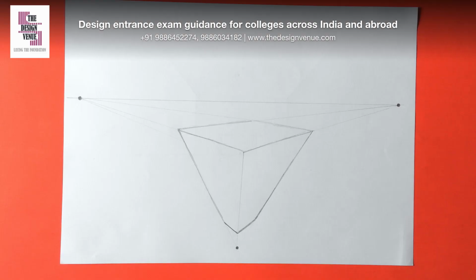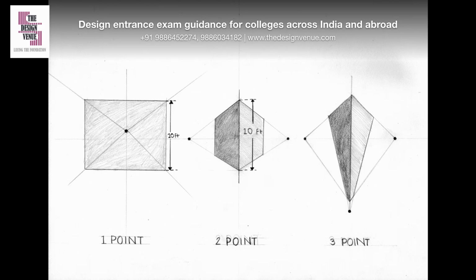So if you observe, we have used a different technique for drawing 3-point perspectives compared to 1-point and 2-point. In 1-point perspective, we had used a 10 feet wall as a reference. In 2-point perspective, we used a 10 feet wall's edge as a reference. In 3-point perspective, we have not used a reference at all, and that will be explained in a bit.